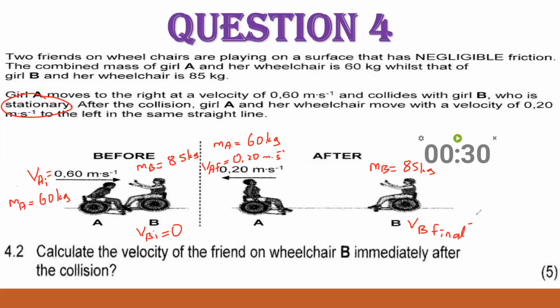I hope the question is clear now. Maybe you answered already. I want to share this with you because this method is very good, very important for you. Good luck. 30 seconds. Start from now. We are looking for the velocity of B after collision. Let's give you time.